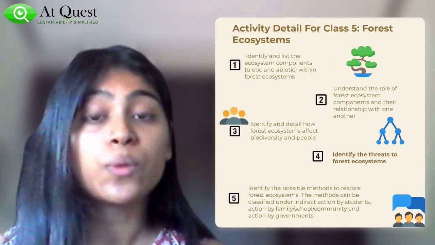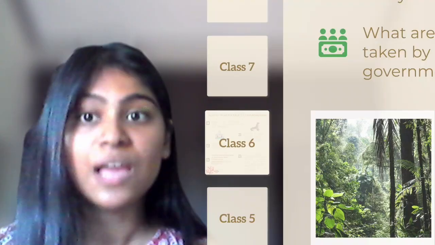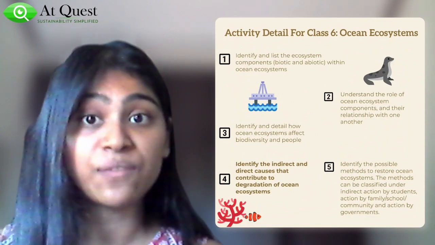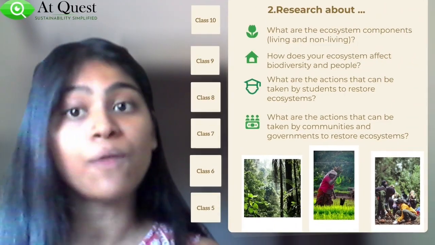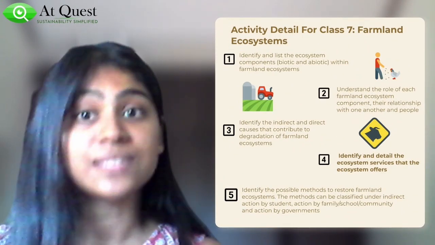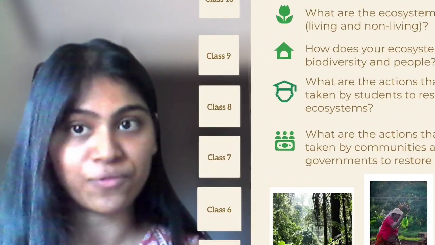Class 5 students will make sure to identify the threats to their assigned ecosystems. Class 6 students will identify the indirect and direct causes that contribute to the degradation of their ecosystem. Class 7 students will focus on identifying the services that the ecosystem offers.